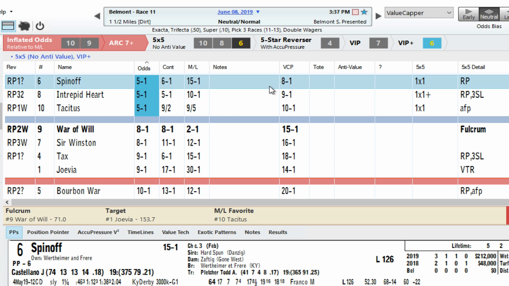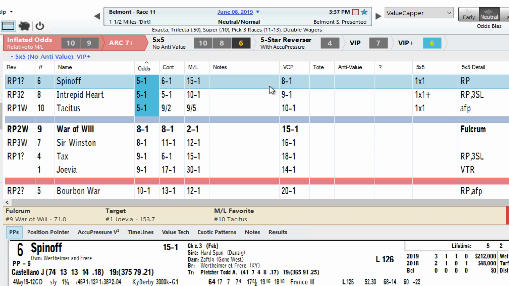Well, here's where the value thing comes in. Given that this is a pass race because it's a mile and a half, and given that my preference is on Intrepid Heart, I'm using the hypothetical: what if Intrepid Heart goes off at 5-1 and Spinoff goes off at 20-1? Would you bet Spinoff? Yes, but not with a full bet.